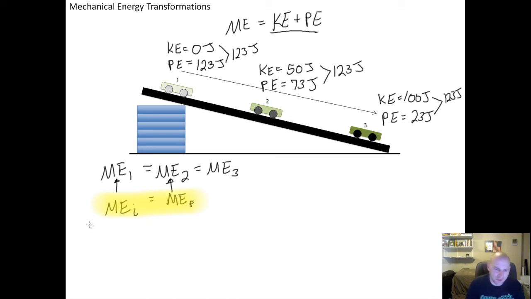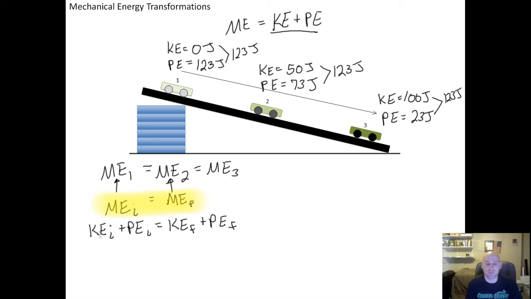So let's go ahead and flesh this out. My kinetic energy initial plus my potential energy initial has to equal my kinetic energy final plus my potential energy final. Okay, and this is in the absence of friction, and we'll talk about that stuff later on in the chapter. But this is an additional concept where I'm moving this mechanical energy into its components.